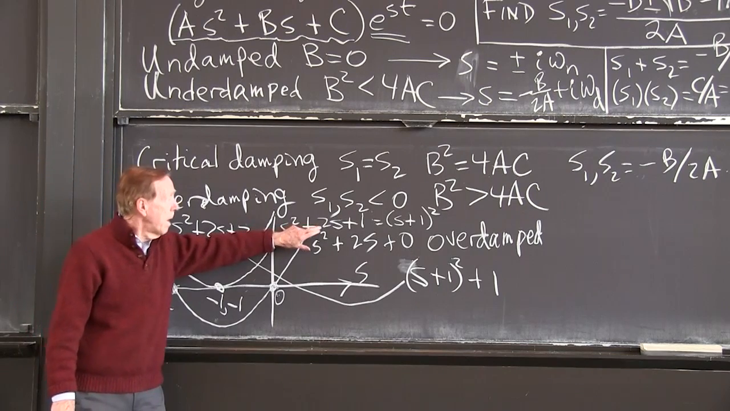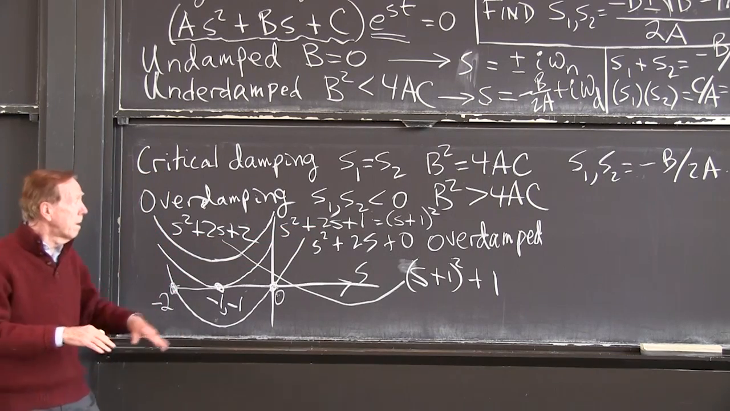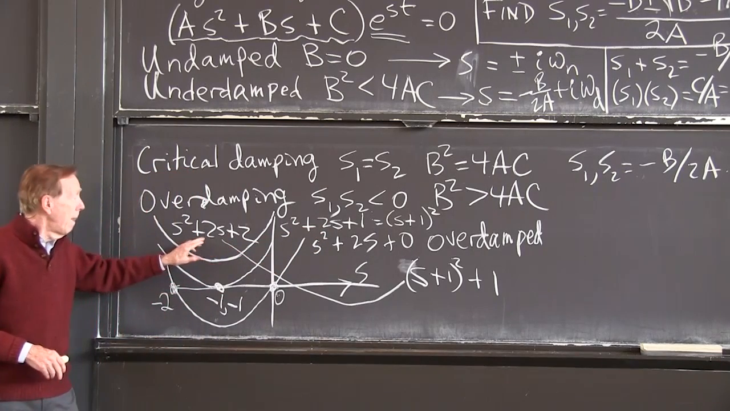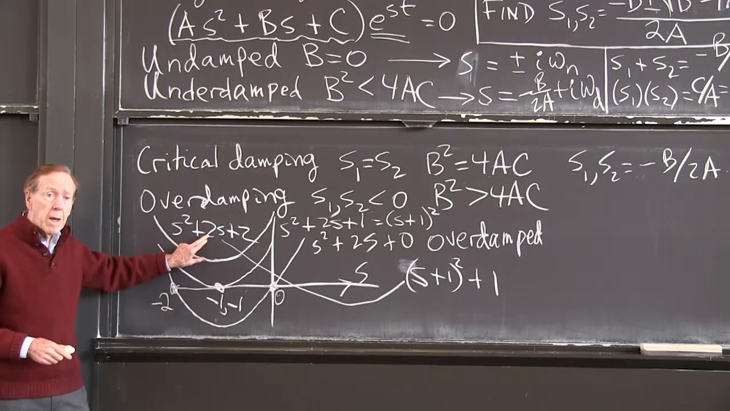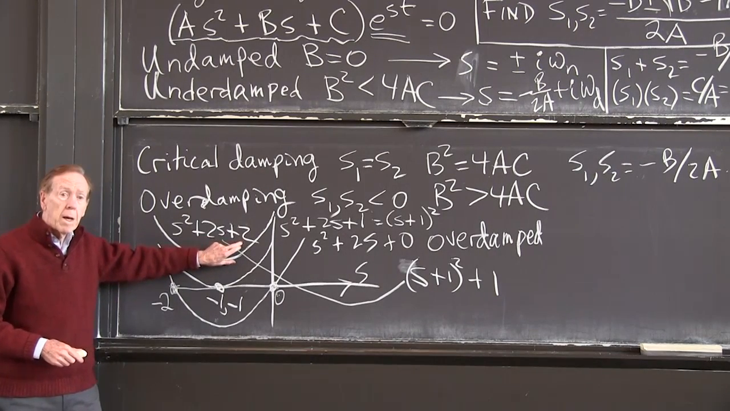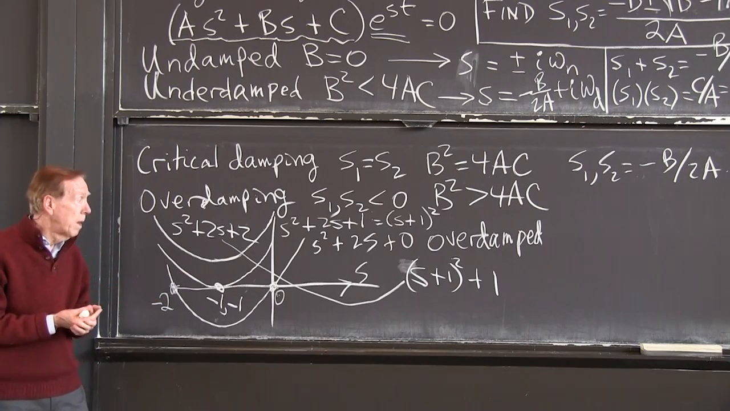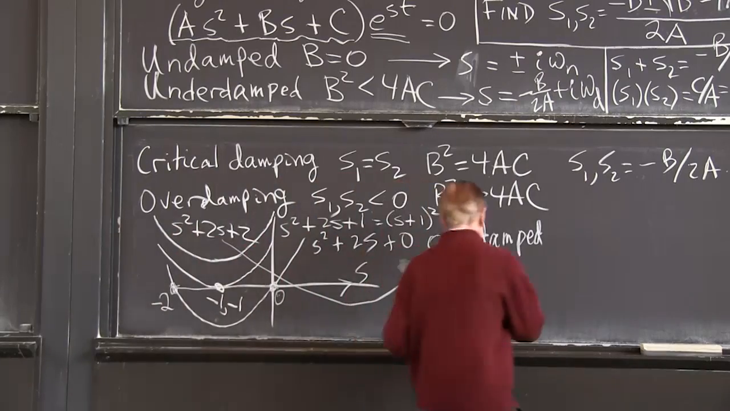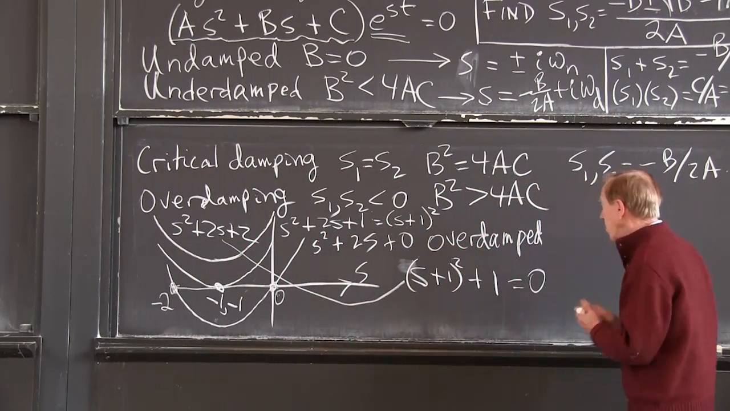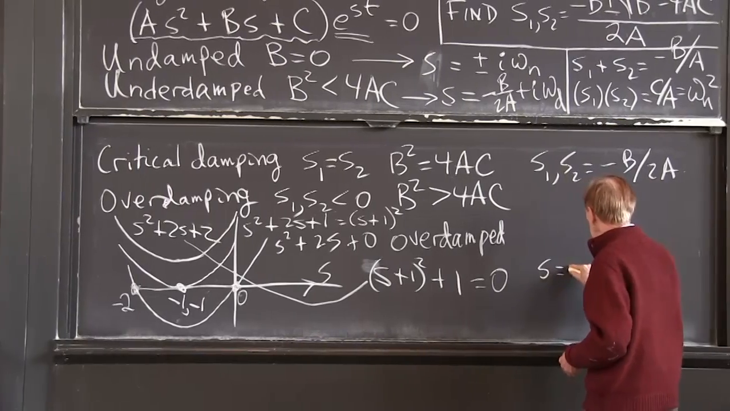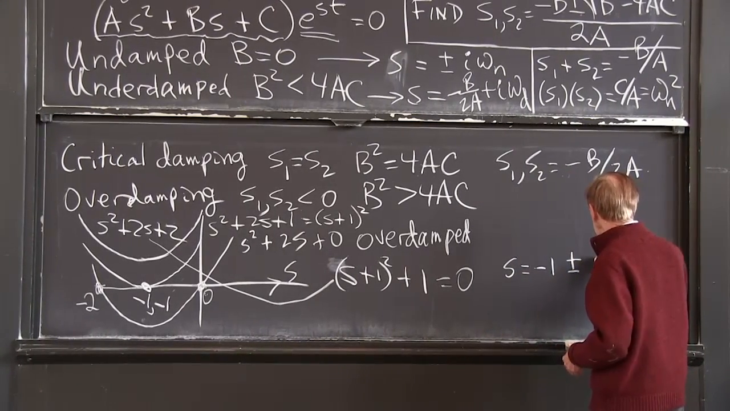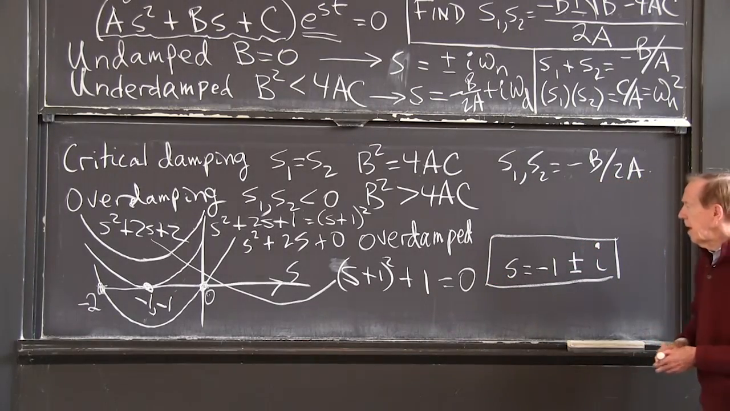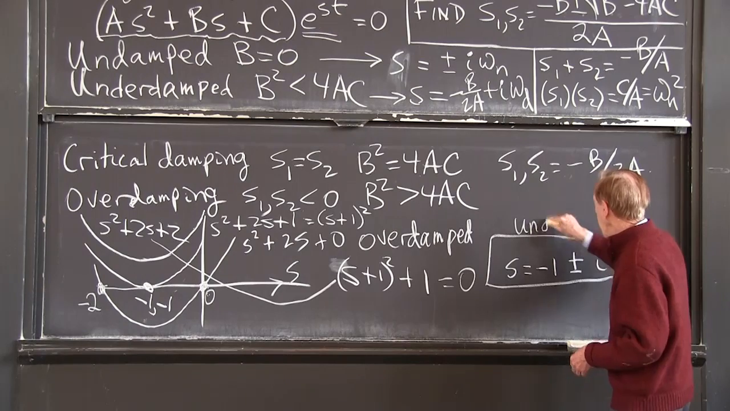So with the 2 there, it has damping, but it's underdamping. The roots are complex. So S plus 1 squared is 0. What are the roots of that? S is minus 1 plus or minus I. That's the case of underdamping. So let me write that.